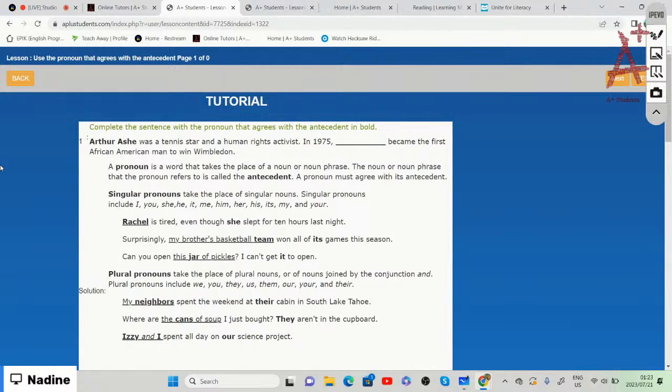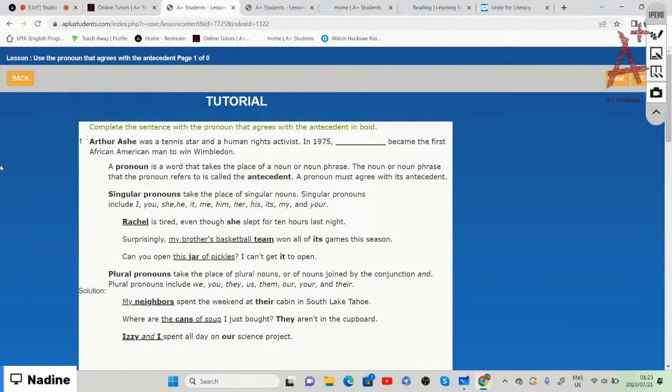So the singular pronouns, right, that take the place of a singular noun. These singular pronouns include words like I, you, she, he, it, me, him, her, his, its, my, and yours, right? So the singular pronouns include those words that I just mentioned, right? They refer to one person or one thing, right?